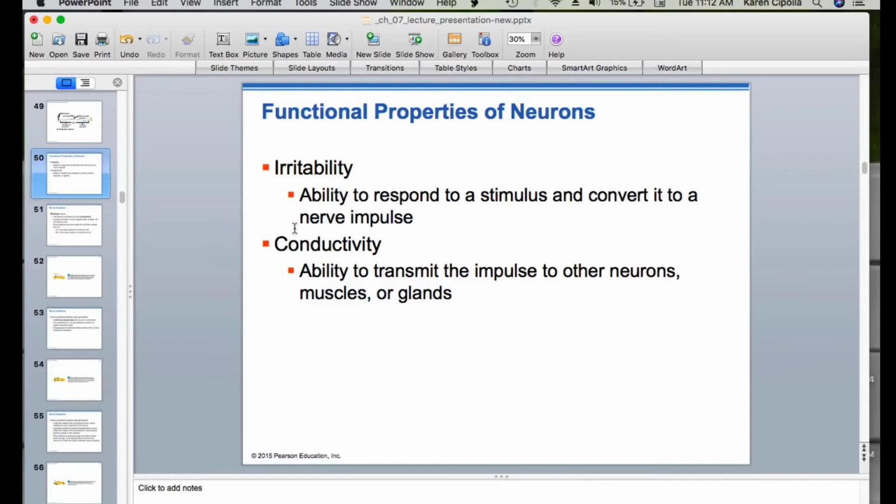Now that we've looked at the structural and functional divisions of the cells, let's look at their job. The job essentially of a neuron is to receive a stimulus, convert it to an impulse, and then carry it to other neurons, the central nervous system, muscles, or glands. The act of detecting a stimulus and converting it to a nerve impulse is called irritability. Conductivity is the ability to transmit that impulse or message to other neurons and organs and muscles.